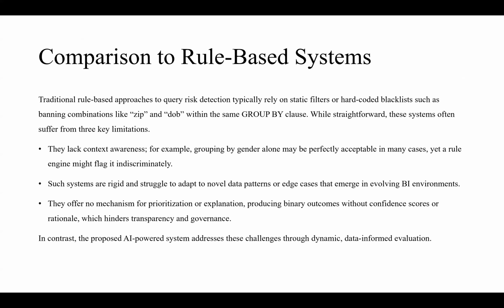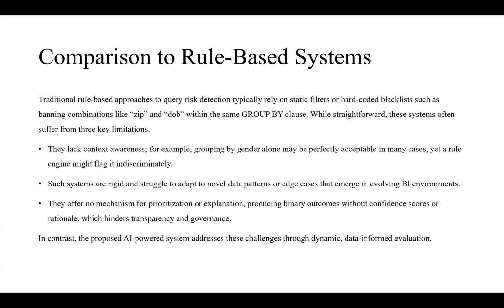Traditional rule-based approaches to query risk detection typically rely on static filters or hard-coded blacklists, such as banning combinations like zip and DOB within the same group by clause. While straightforward, these systems suffer from three key limitations.